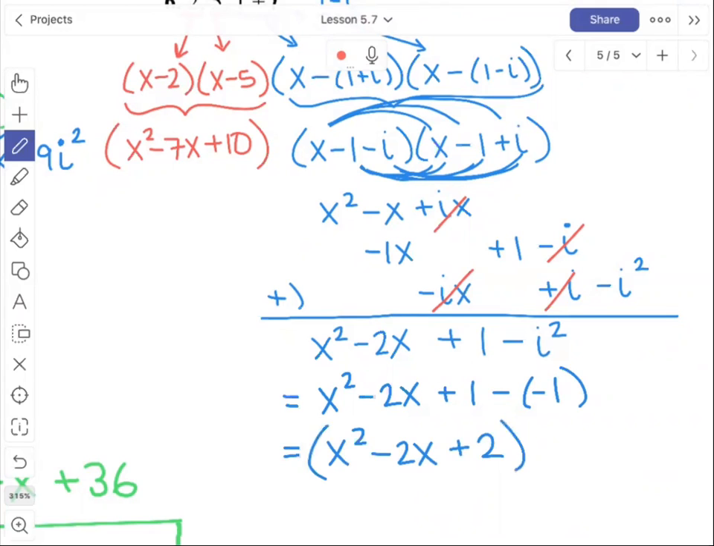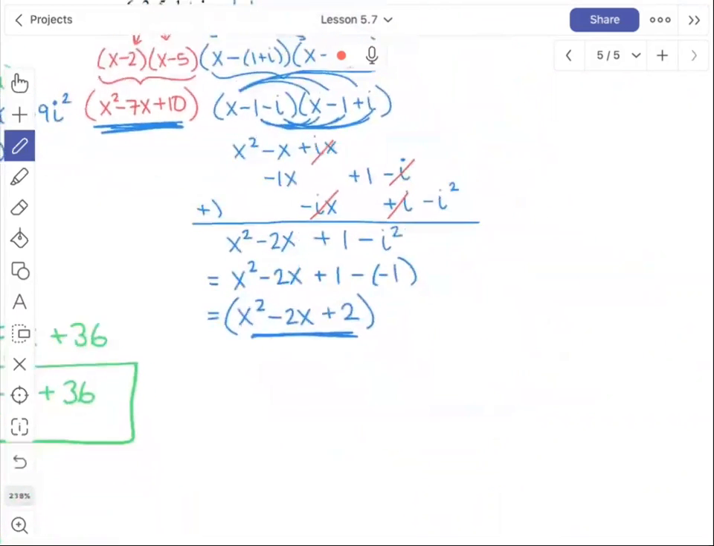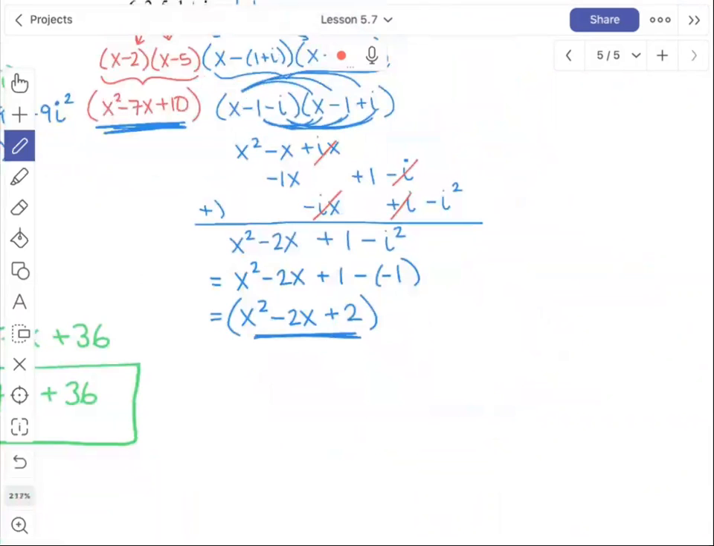All right, and now we just need to multiply this guy with this guy. Okay, so lots and lots of multiplying. All right, so then we have a different color here. x squared minus 7x plus 10 times x squared minus 2x plus 2.